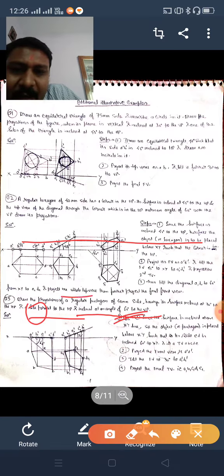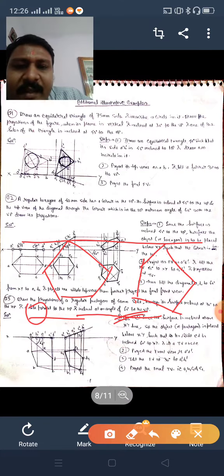So I can draw my pentagon like this, or I can draw my pentagon like this. Both the conditions are correct. If it is given that you have to draw a side on the HP, then like this. If it is given you have to put a corner on the HP, then you have to draw like this. Like in hexagon here, written corner on the HP. So likewise, if corner is given, then you draw the pentagon like this. If side is given, then you have to draw the pentagon like this.